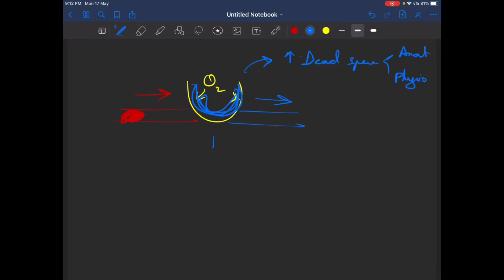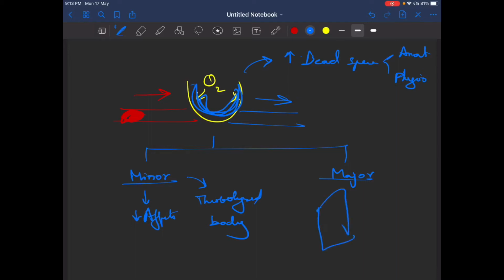If the thrombus is minor, the effects will be less. Usually this is thrombolysed by the body, by antithrombin mechanisms. And if it is major, where a major chunk of the lung is affected, then this causes symptoms and signs. Now we will discuss in brief.